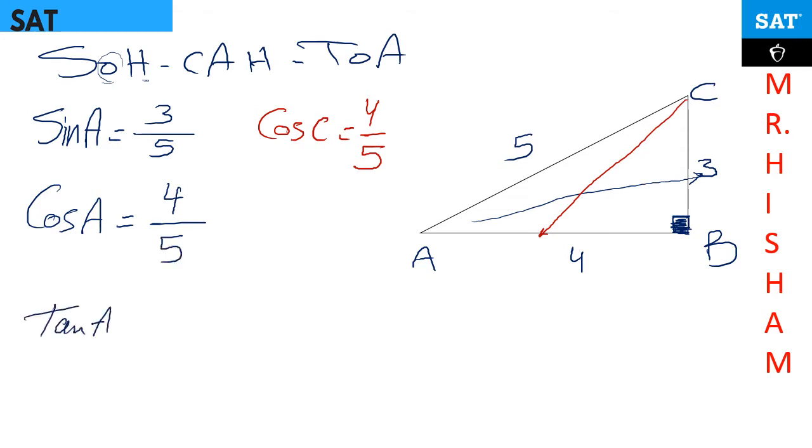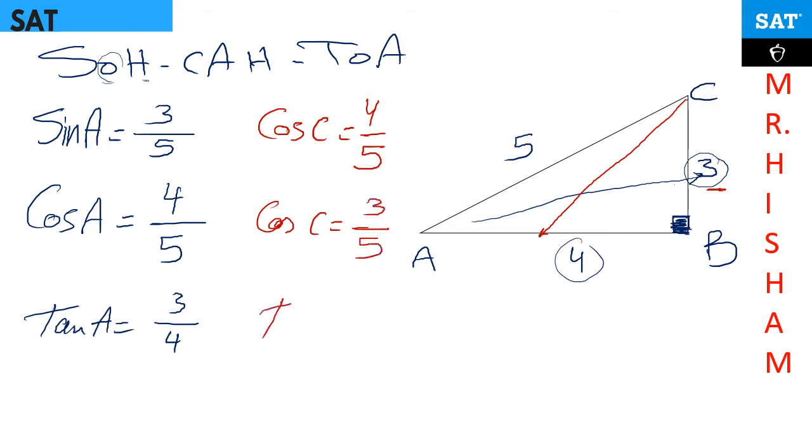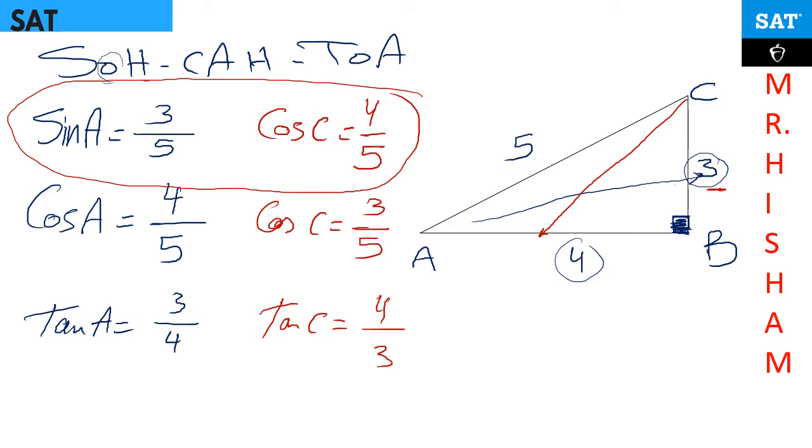For the tan of angle A, it's opposite over adjacent, 3 over 4. For the cosine of the angle C, the adjacent in this case is 3, and the hypotenuse is 5. And for tan of angle C, it's 4 over 3. What do you notice about the angles A and C? We notice that they have the same value but opposite trigonometric functions. So sine A is the same as cosine C, and we call it a cofunction.